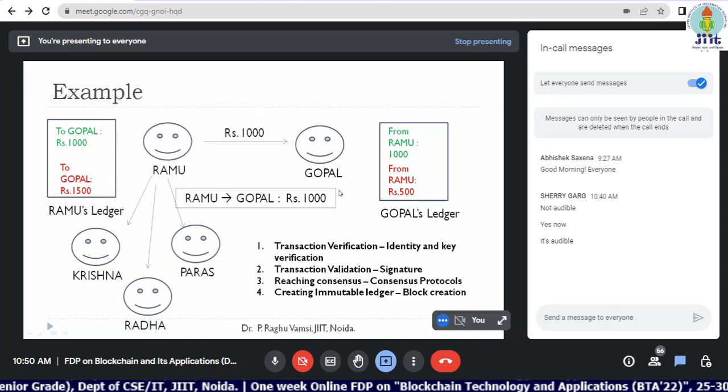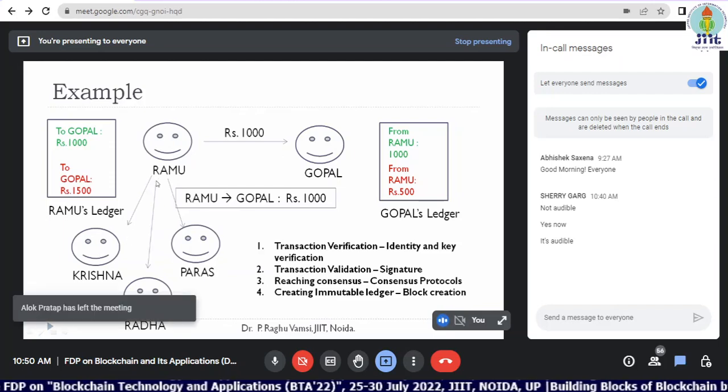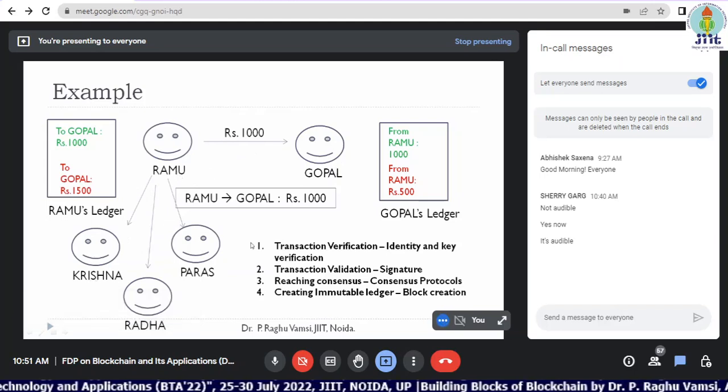to get the original message. Now the task of Krishna, Paras, and Radha is key verification. Identity verification means whether Ramu is the same Ramu or not, and key verification is nothing but whether the keys used by Ramu are correct or not. That is, whether Gopal's public key used by Ramu is correct or not, and other related key information needs to be verified by these three entities.